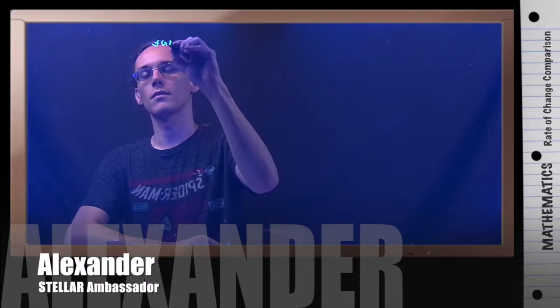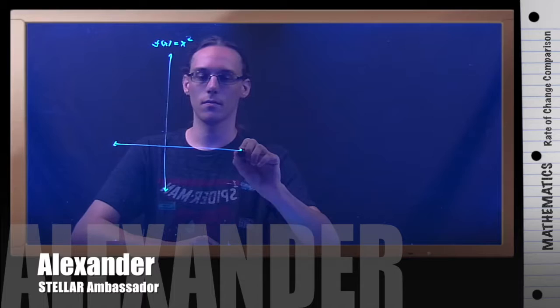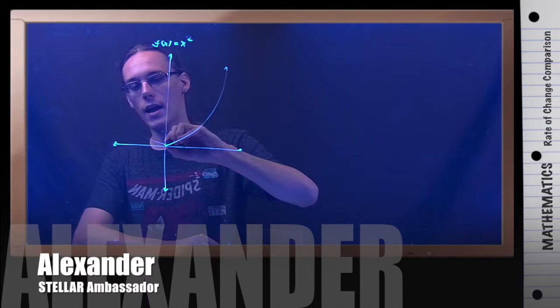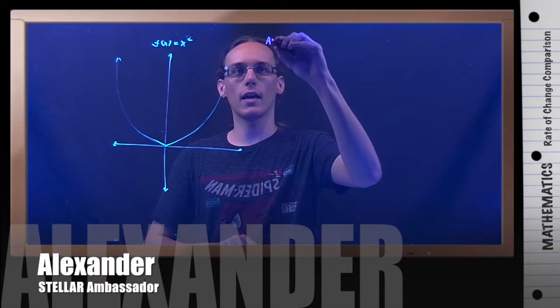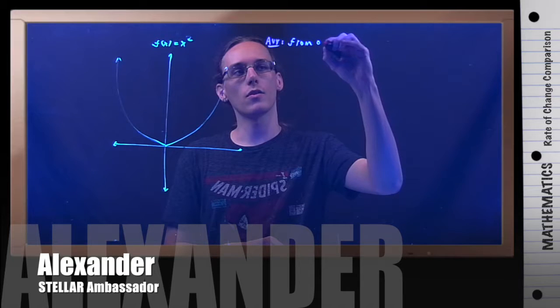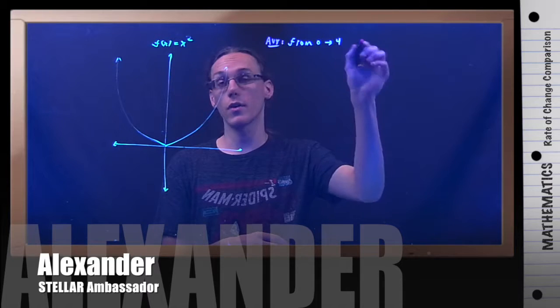All right, so for this example, we're going to be comparing the difference between the instantaneous and the average rate of change for the function x squared. So I'm just going to throw up the graph of x squared right quick. And we are asked first for the average. And we're doing the average from 0 to 4. And so this is for x equal to 0 to x equal to 4.